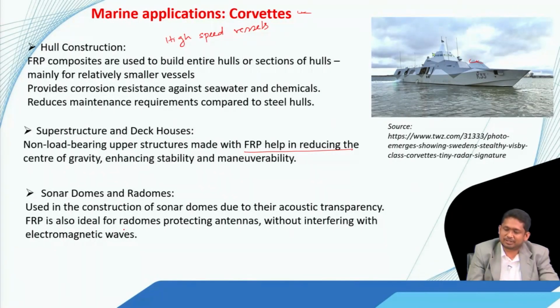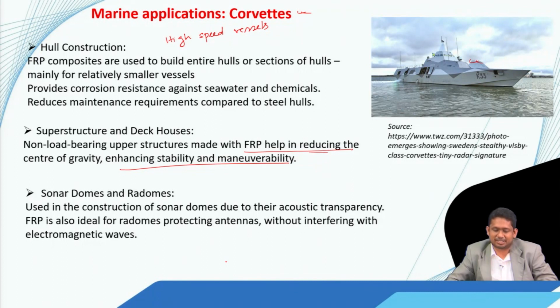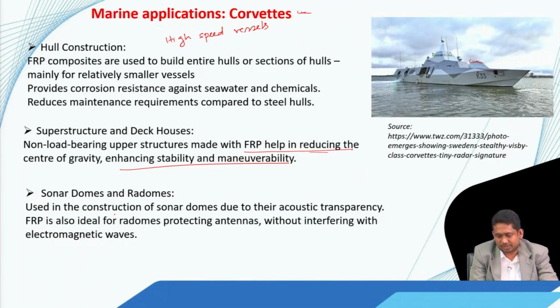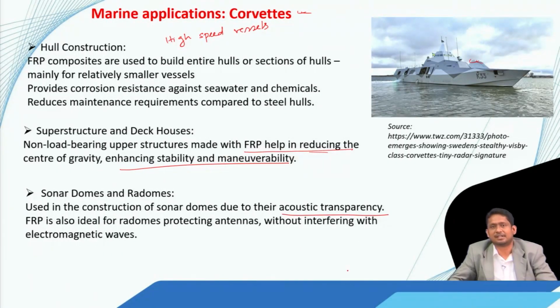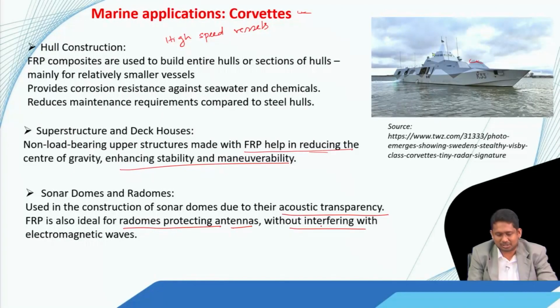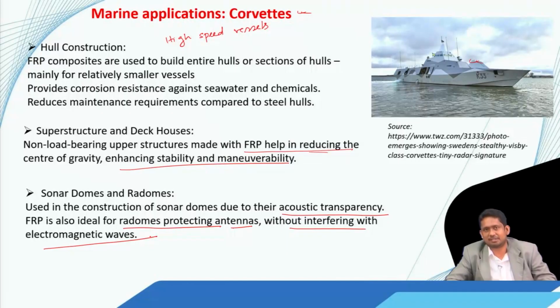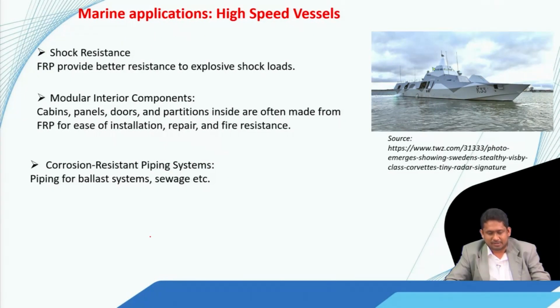With the help of that we can reduce the center of gravity, enhancing stability and maneuverability. And also in sonar domes composite is used, because of their acoustic transparency, that means they do not absorb or reflect too much of the acoustic signal. And for radomes also, which protect antennas without interfering with electromagnetic waves. And not only that, in very large ships which generally have a steel hull, many times composites are used in the superstructure. And of course, there are composite submarines also.